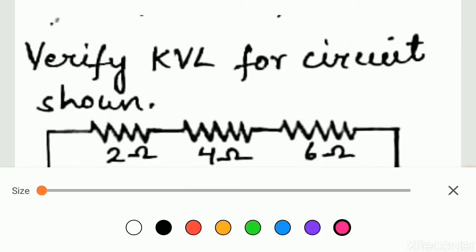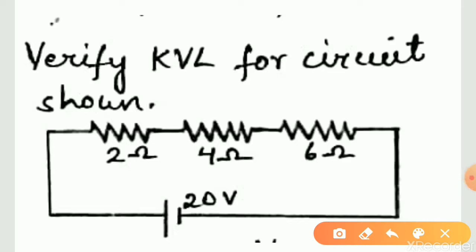Let us verify KVL for the given circuit. Here we have a circuit with 3 resistors, 2 ohm, 4 ohm and 6 ohm, and a voltage source of 20 volt. We need to verify the circuit for Kirchhoff's voltage law.